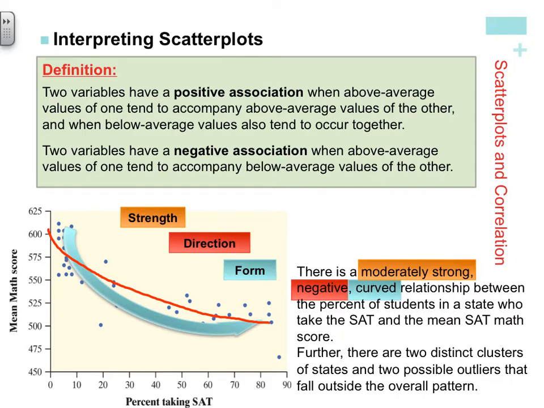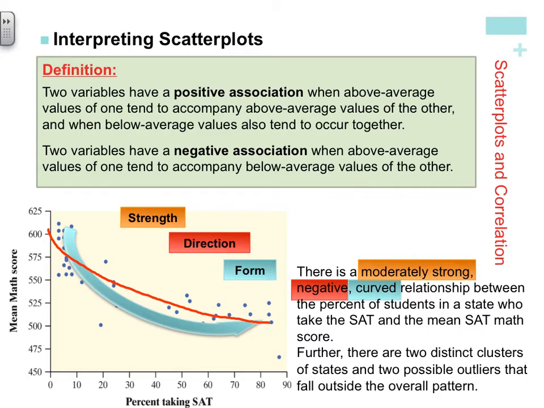The direction is negative because it's going downwards, so above average values are accompanying below average values. The higher the percent taking the SAT, the lower the mean math score is. And it's curved as opposed to linear. There's more to talk about here.